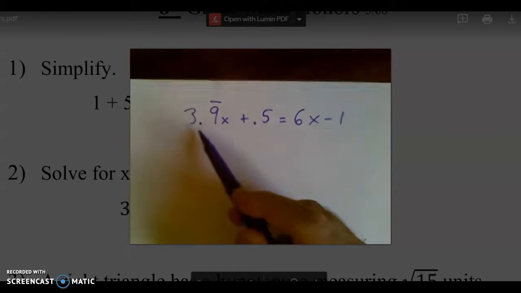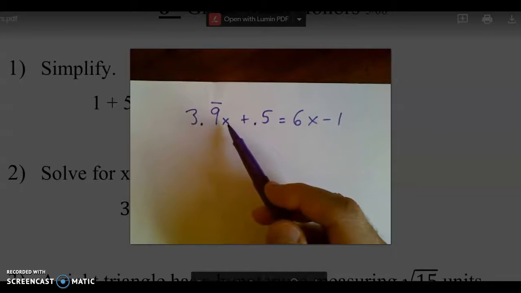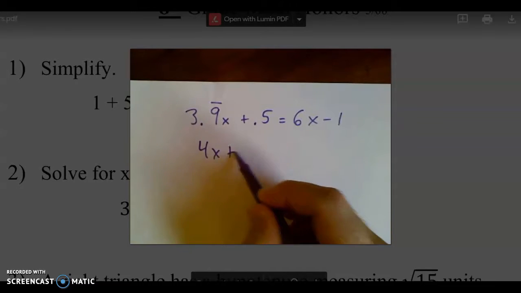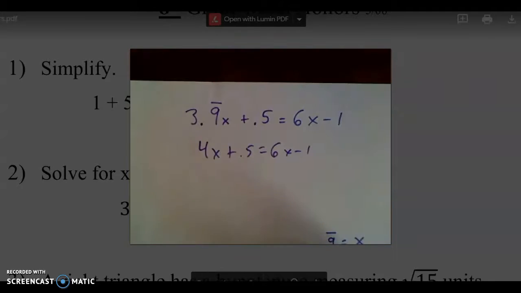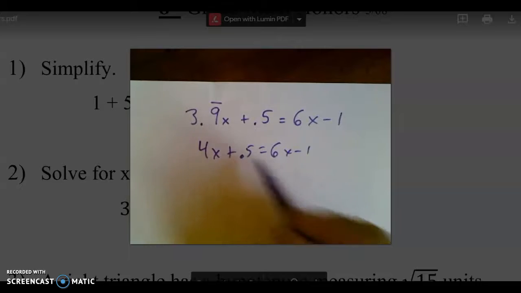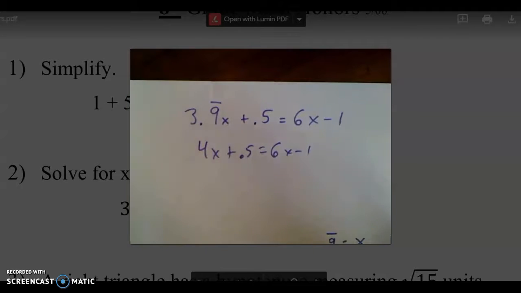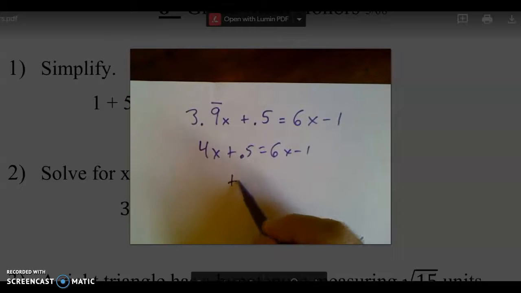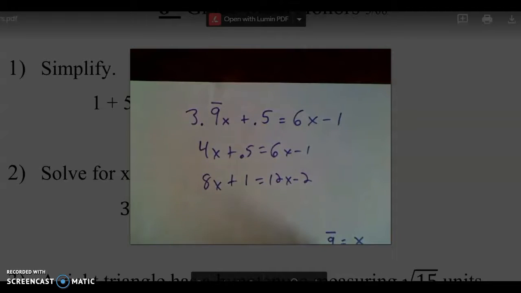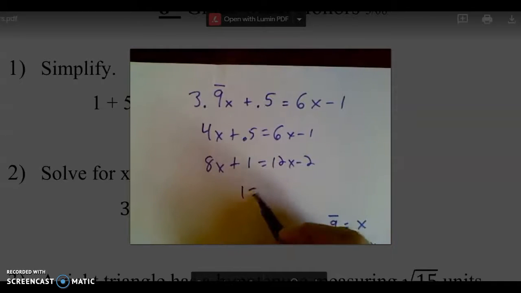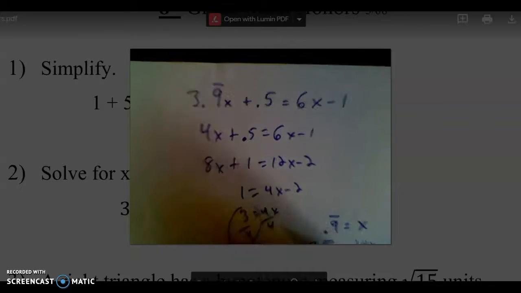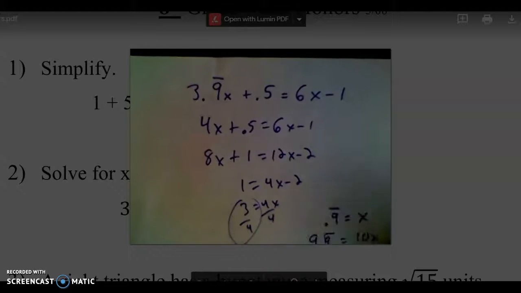So you could have been shown 3.9 repeating x's, or this is the same thing as 4x plus 0.5 equals 6x minus 1. All right, next thing I look at is here's a decimal. Maybe I'm okay working with it. Maybe I want to get rid of it. In fact, if I get rid of it, maybe I could just double it. So if I multiply this by 2, that means I've multiplied every term by 2. And now I can keep solving. So subtract 8x from both sides, add 2 to both sides, divide both sides by 4, and we get 3/4 as our answer.